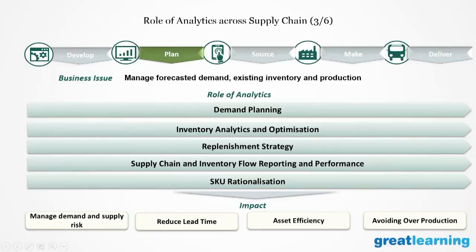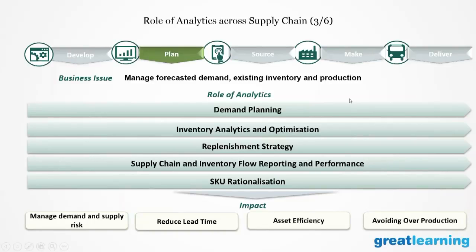Supply chain inventory flow reporting is basically end-to-end supply chain visibility. It gives you visibility in terms of what is being manufactured, what goods are in transit, what inventory you are holding, and what inventory is pending with suppliers, distributors, wholesalers, etc. All that end-to-end visibility can be modeled really well by using analytics.